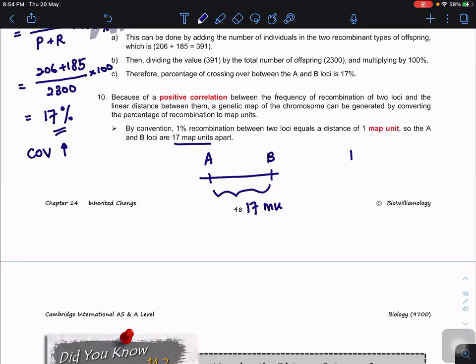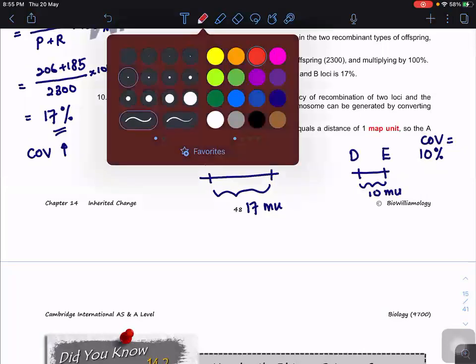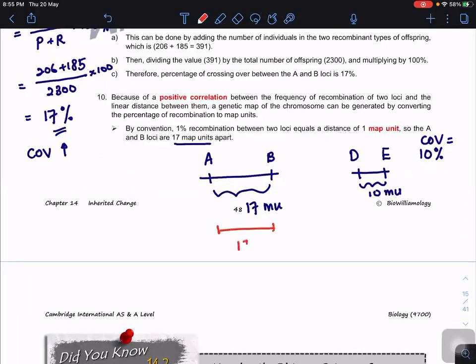So if I have gene D and gene E, and they say the COV, crossing over value, equals, let's say, 10%, it means that D and E will be shorter, with a distance of 10 map units. They are arbitrary units. So if here I draw it with 17 centimeters, then for D and E I have to draw 10 centimeters in terms of the ratio. Because why? A lower crossing over number means that they are nearer. These two genes, they are nearer.